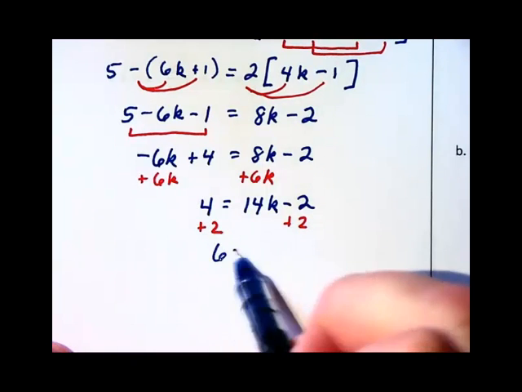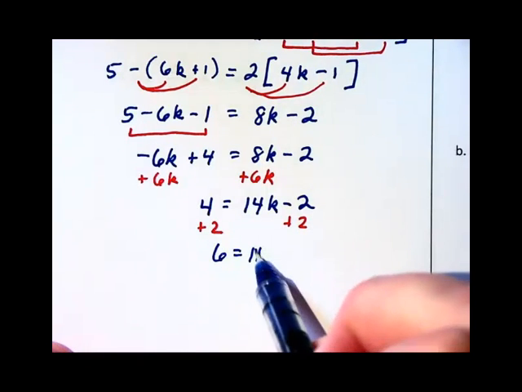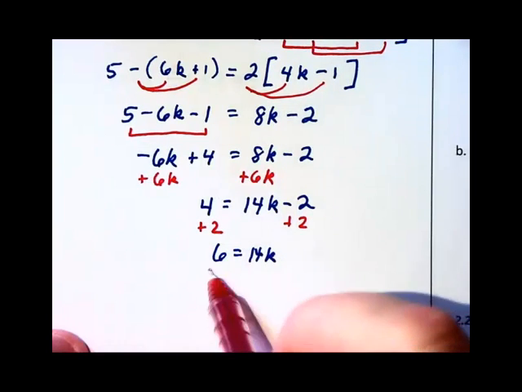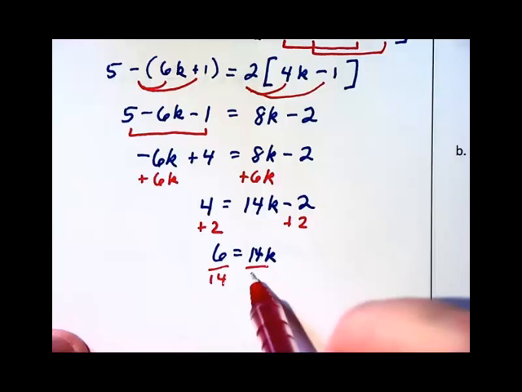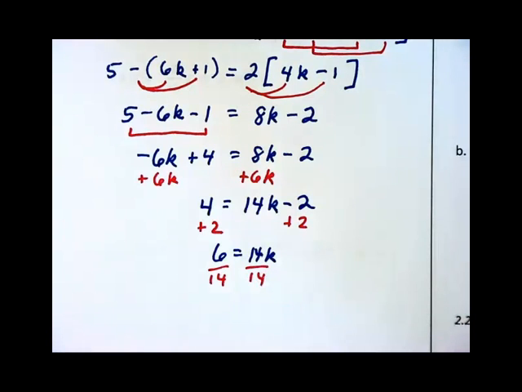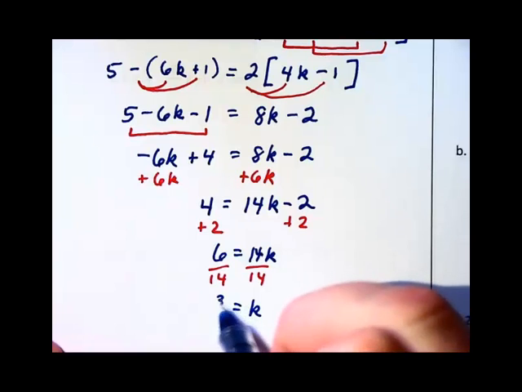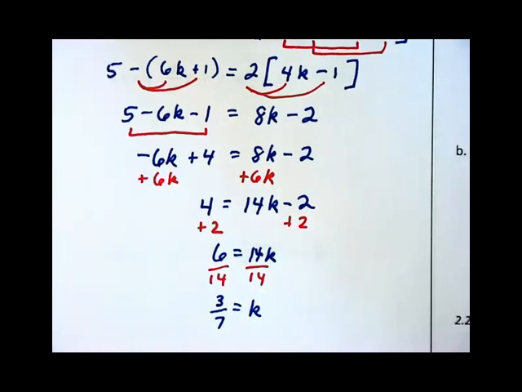6 is equal to 14k. And dividing 14 off of each side of the equation and reducing the fraction on the left gives us 3/7 is equal to k, and I'm not going to bother checking that one again due to time constraints.